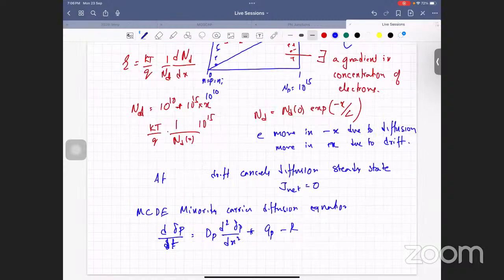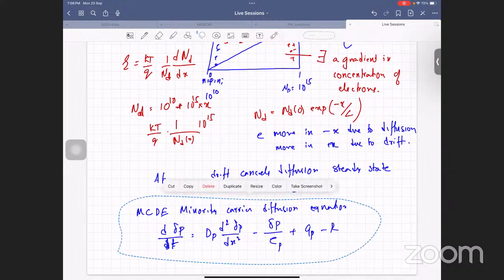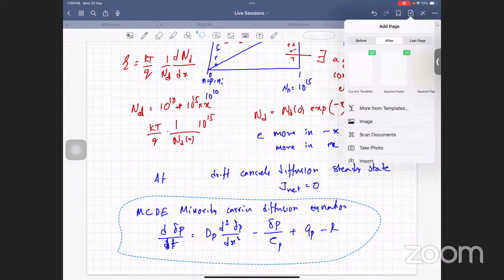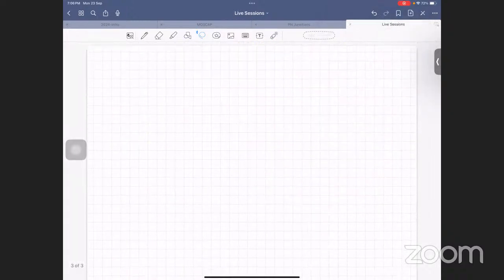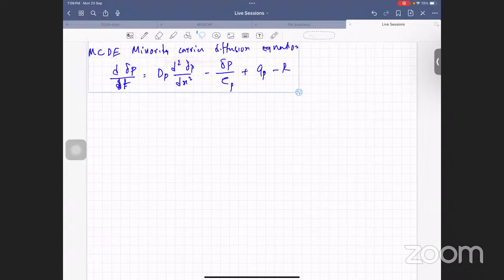Will it have a drift component also or not? Wait a minute. Okay, so what we're saying is, this is an interesting question. Now what will happen when you shine light?